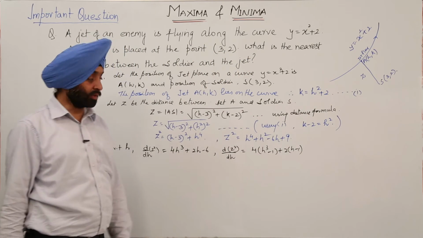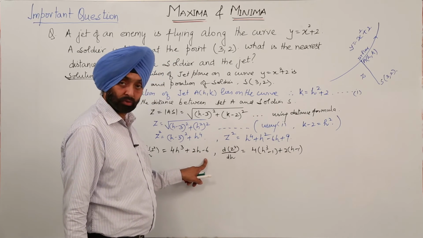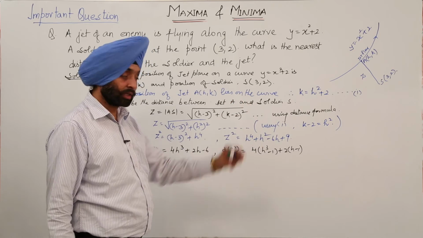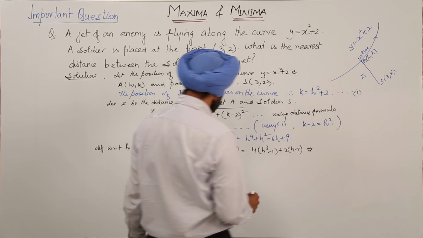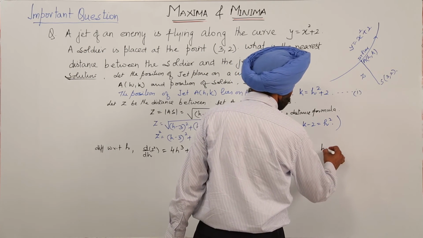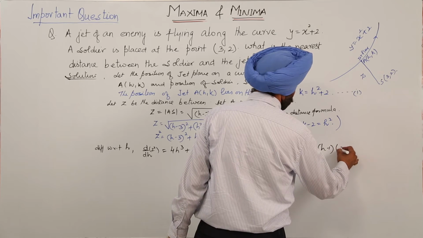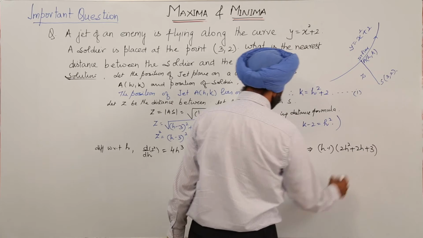Now what have I done? I have just split this minus 6 into minus 4 and minus 2. So 4 I have taken common, so we are getting this thing. And again for this part we can get h minus 1 with 2h square plus 2h plus 3.